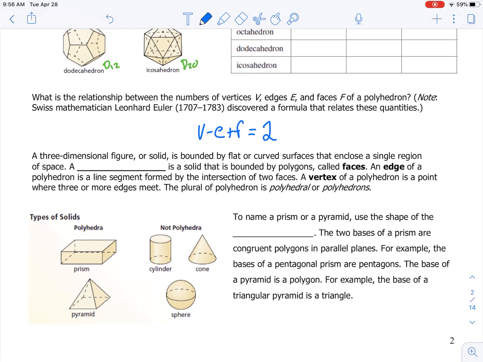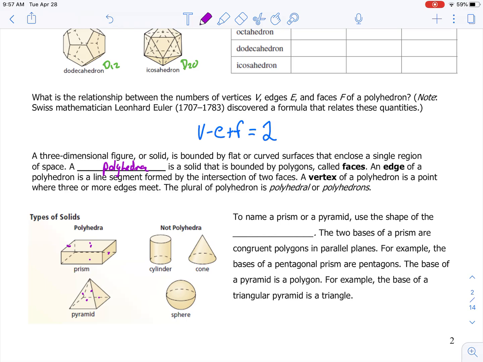Now, we're going to talk about some of the solids that we're going to be working with in the course of the next couple of lessons. What you'll notice is there are different types of three-dimensional figures. Again, you have your polyhedra, which are solids bounded by polygons, like your prisms, which have rectangles on all the sides. In this prism, you could also have a triangular prism or a hexagonal prism. Or a pyramid is another example of a polyhedron.